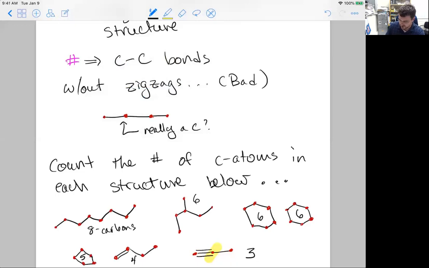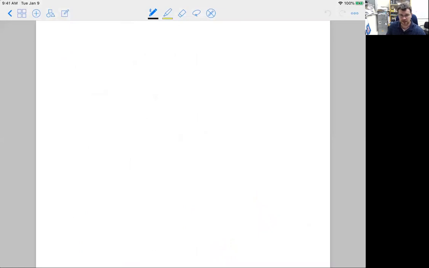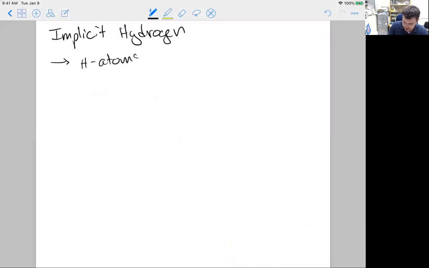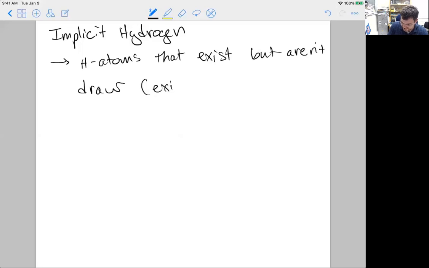Now, what I want to do is move on to another aspect of bond line structures, and that is the implicit hydrogen. The implicit hydrogen atoms are the H atoms that exist but are not drawn. That is to say, their existence is implied, hence they're called implicit hydrogen atoms, okay? So we don't write these out, but their existence is implied.